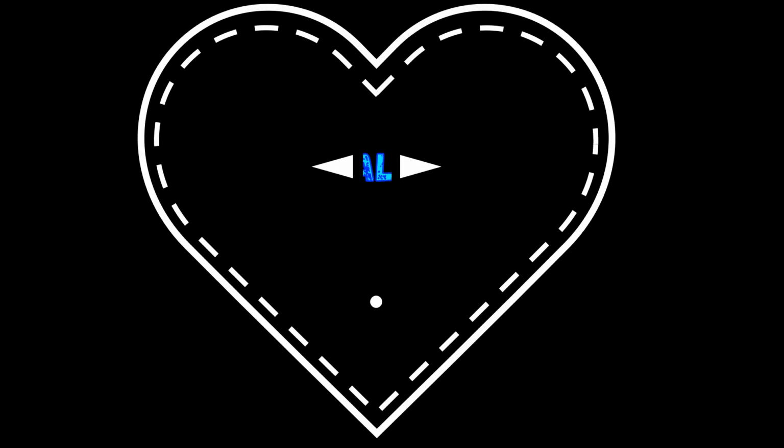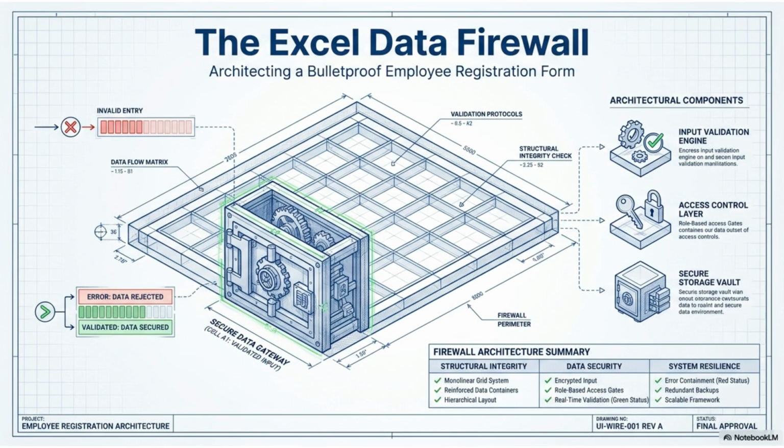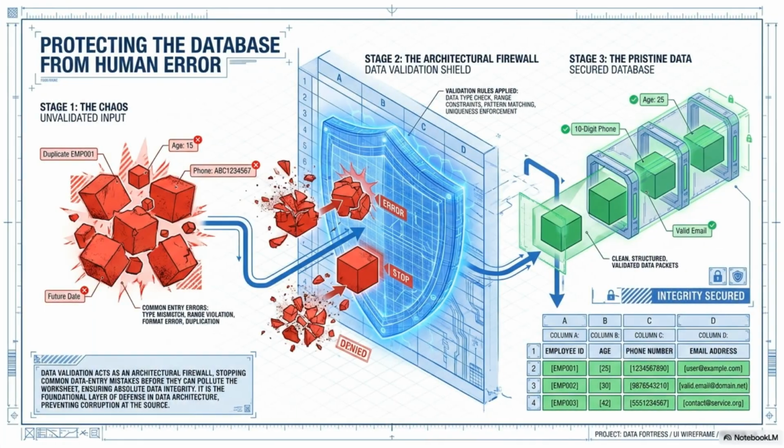Welcome to AI Compute. In today's video, you will learn how to create a smart employee registration form in Microsoft Excel. We will use data validation to stop incorrect entries and make your form accurate, professional, and easy to use. Data validation works like a security guard in Excel. It prevents users from entering incorrect data, keeping your worksheet clean, accurate, and error-free from the start.